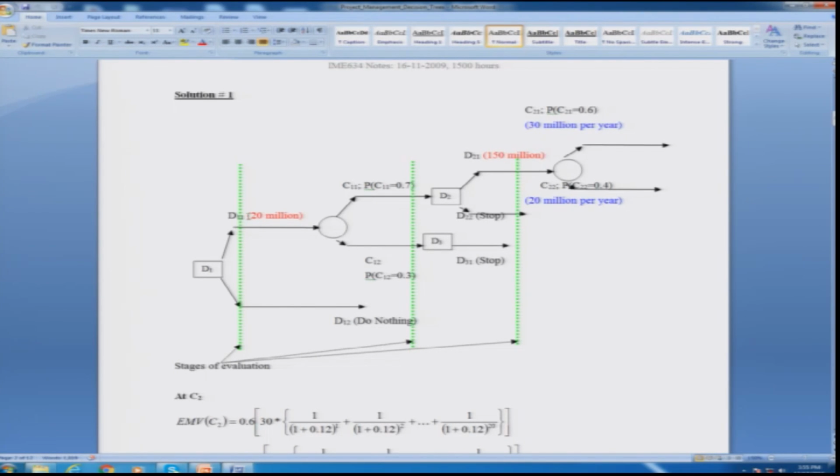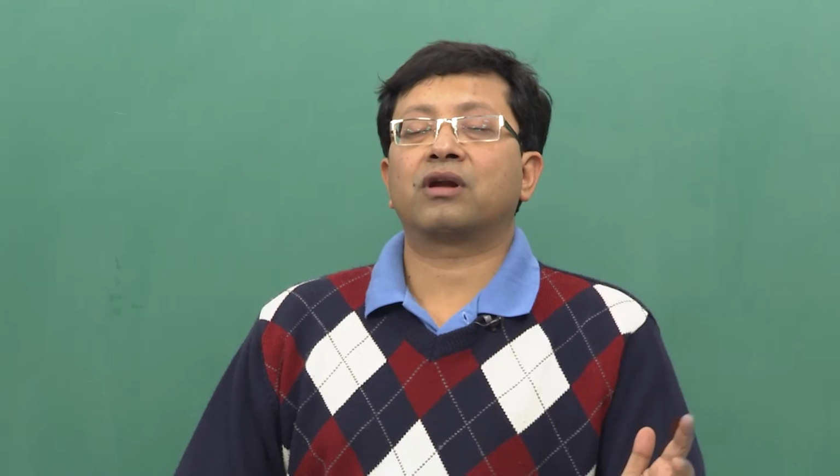And this 20 which is red in color basically means that you are investing, that means some amount of money is going out of your pocket. And this blue one which is 20 million per year actually means the overall amount of money which is coming into your pocket on a yearly basis, quarterly basis, whatever it is.